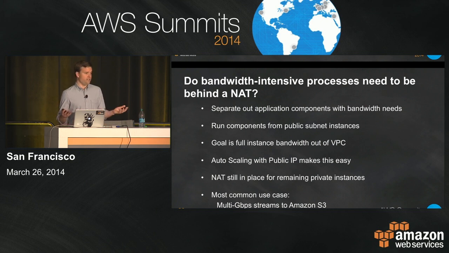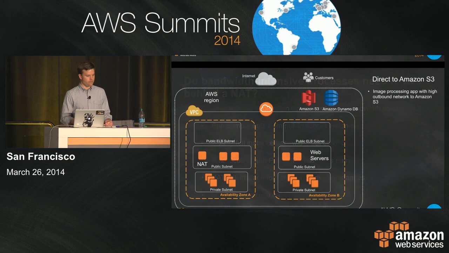So the first question you should ask yourself is, do these bandwidth-intensive processes really need to be behind a NAT? Do I need to be funneling all this traffic through a single instance? Separate out those application components that do need high throughput, give them their own public IPs, and allow them to use full instance bandwidth out of the VPC. The most common use case for this is, of course, access to S3. Many customers are trying to push multi-gigabit streams of traffic through a NAT instance to get to S3, and it just doesn't scale through a single instance.